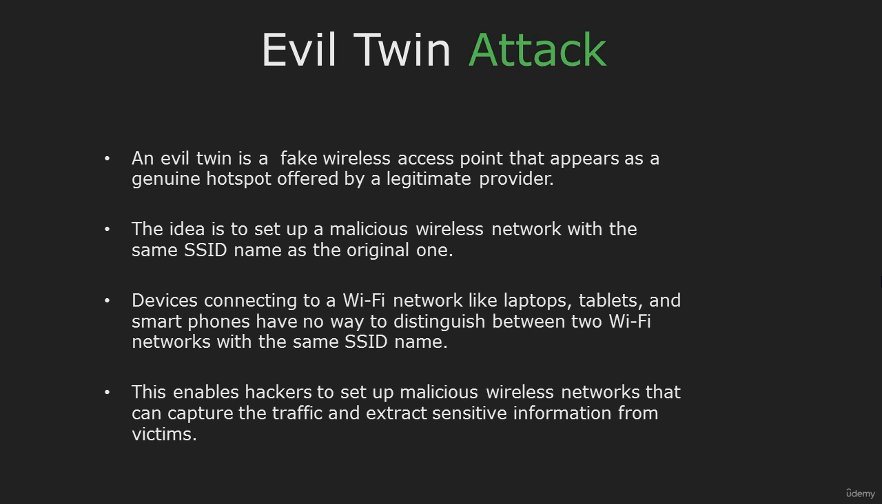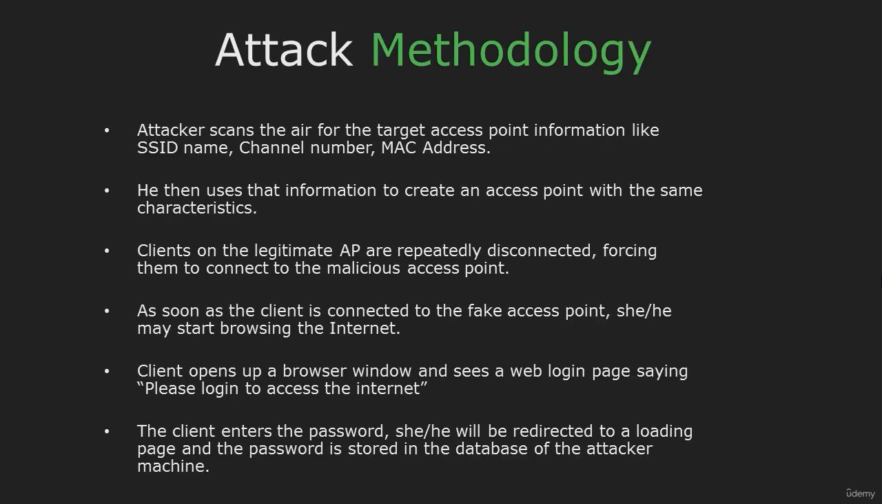Now, devices connected to a Wi-Fi network have no way to distinguish between two Wi-Fi networks with the same SSID name. This enables hackers to set up a fake wireless network that can capture the traffic and extract personal information from the victims. Okay, now let's see the anatomy of the evil twin attack. So first off, the attacker scans the air for the target access point information like SSID name, channel number and MAC address. He then uses that information to create a malicious wireless network with the same characteristics.